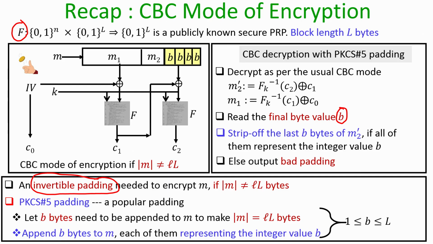That means, if we do not need to pad anything, then to indicate it to the receiver in an unambiguous fashion, we actually need to add a full dummy block consisting of big L number of bytes, all of them representing the integer big L. So, that is why the range of little b is not 0 to L minus 1, but rather it is in the range 1 to L.